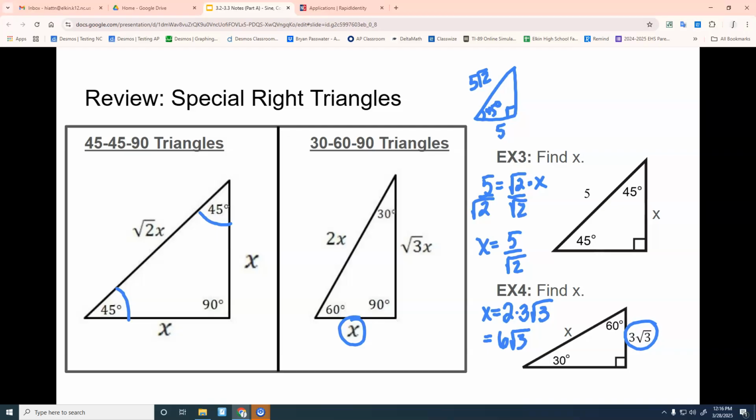So these are good shortcuts to use. They're going to help us with the unit circle a little bit because these angles show up in the unit circle. For that, let's keep going.